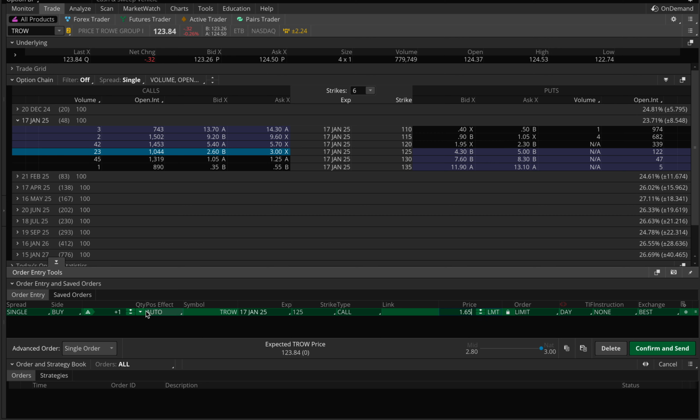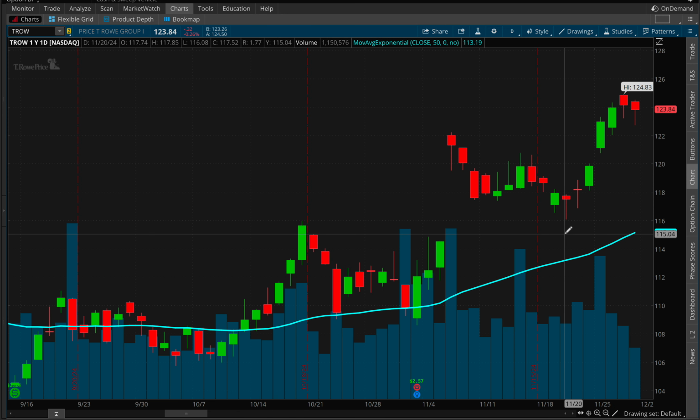Okay, we would make sure we're buying the T row, expiration January 17, 2025. The strike is 125. The type of trade is a call. Okay, and then our price we would have wanted it at $1.65. Then all we would have simply did is just confirm and send, and then that's it. Then we'd simply just monitor the trade, make sure that it doesn't hit our stop loss. Okay, if it would have hit our stop loss, that's where we would have exited the trade.